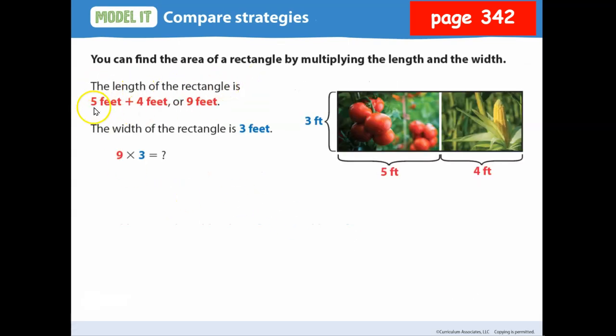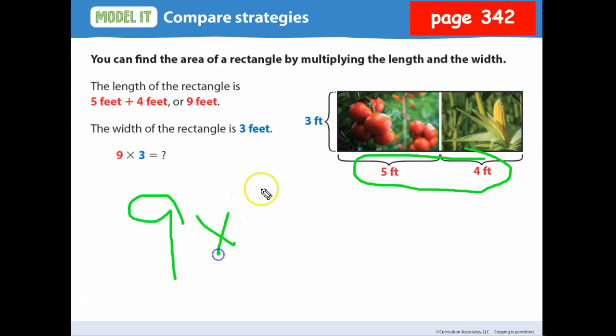Says the length of the rectangle is 5 plus 4 feet, or 9 feet. So look what they did here. They added this first. 5 plus 4 is 9. So that was the length of the whole rectangle. Both of them, the tomato one and the corn one together, the length was 9, times the width, which was 3. 9 times 3 is 27.